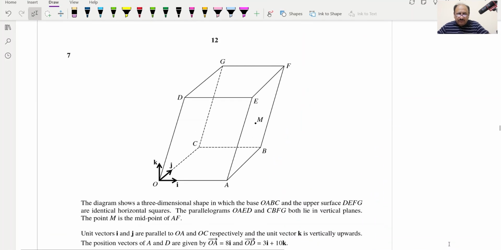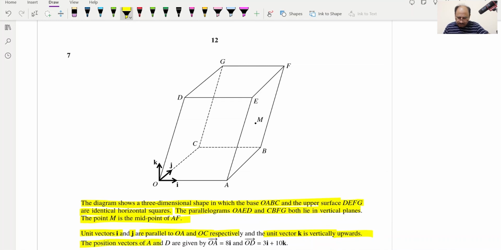Now question number 7. Question 7 says the diagram shows a three-dimensional shape in which the base OABC and the upper face DEFG are identical horizontal squares. These two parallelograms both lie in vertical planes. The point M is the midpoint of AF. Unit vectors I, J are parallel to OA and OC respectively, and the unit vector K is vertically upwards.